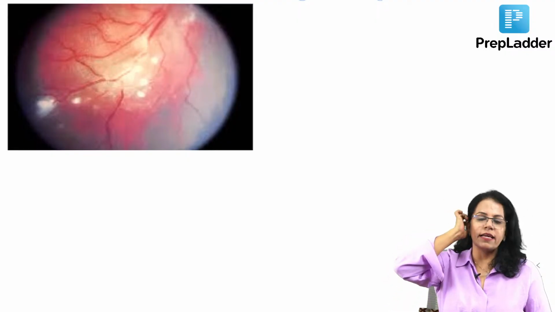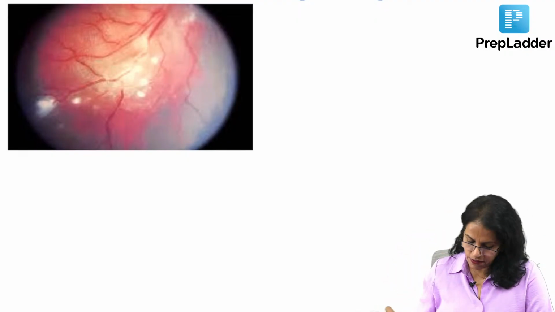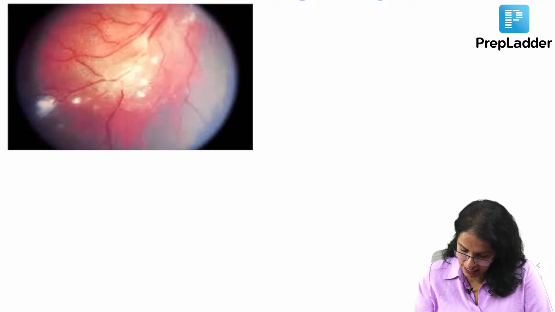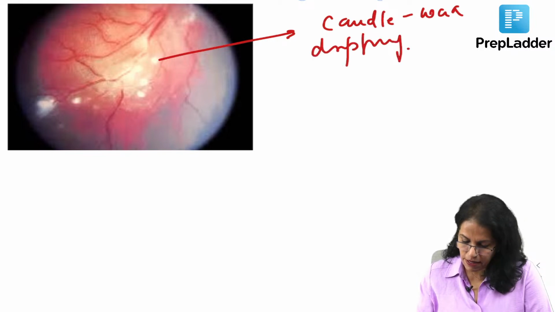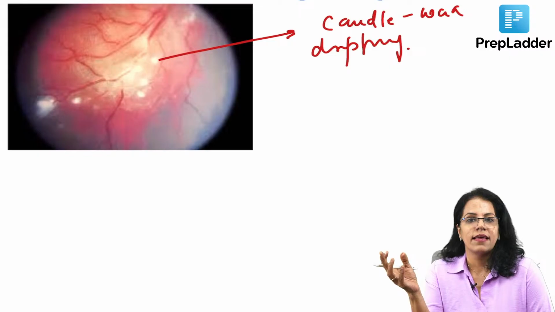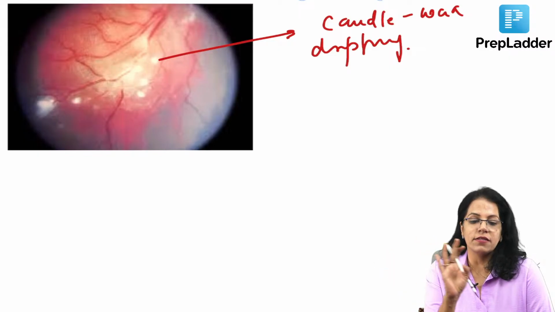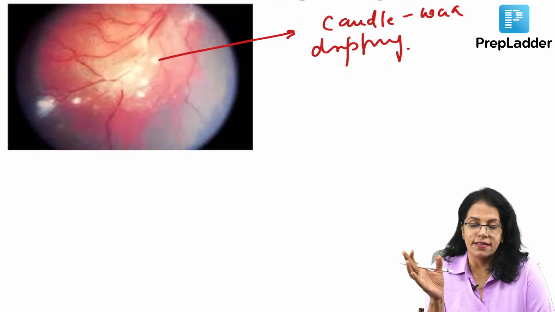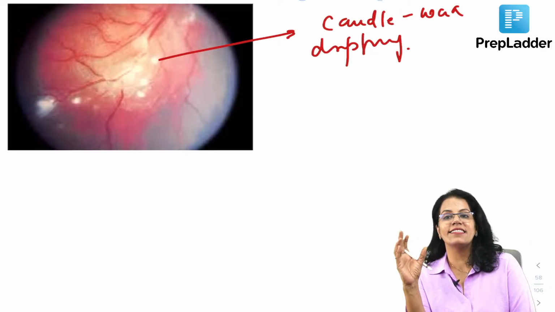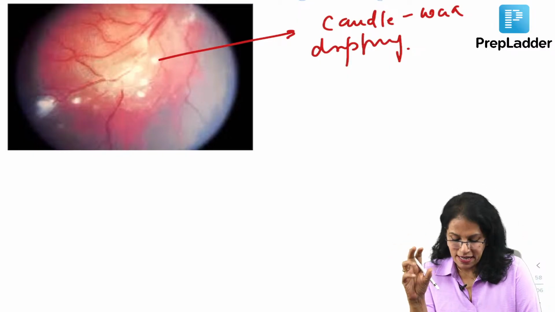Very good. This is segmental sheathing of the veins, venous sheathing, which is typically seen as candle wax drippings, and candle wax dripping has been an exam question, we all know. So is it a peripheral retina or a central retina? I can't see the disc, I can't see the macula, so this is not central. It's the periphery.